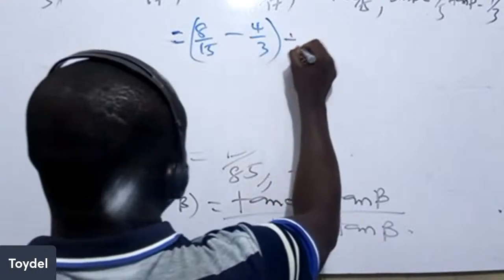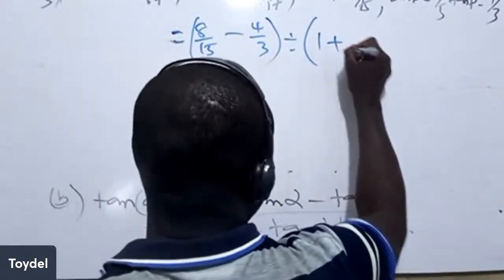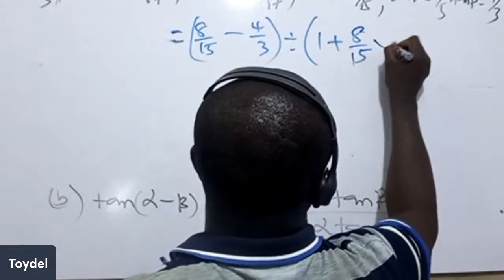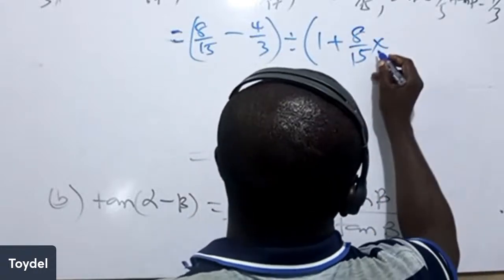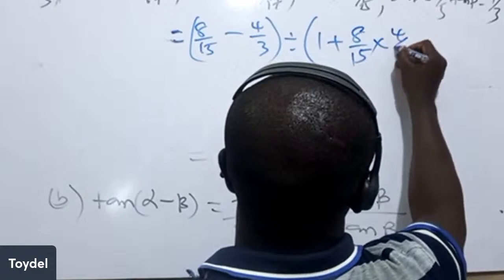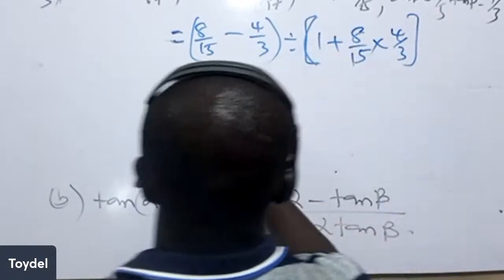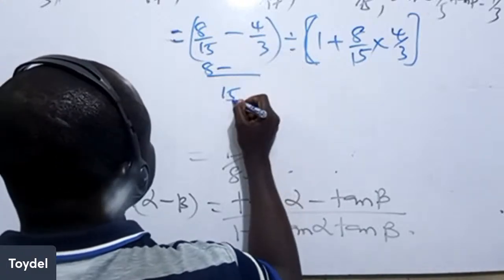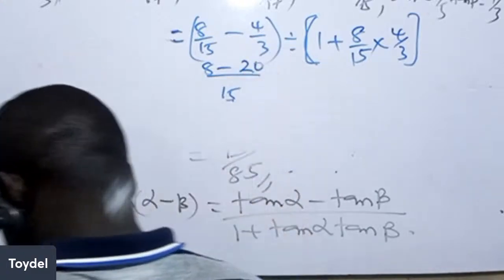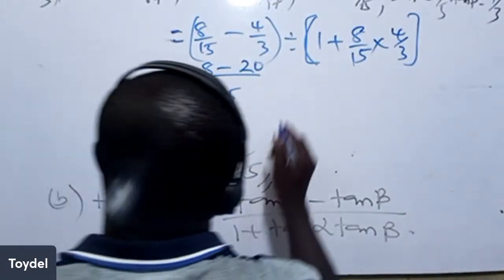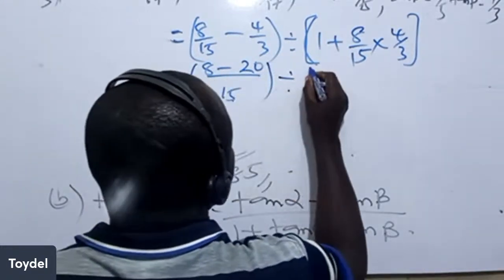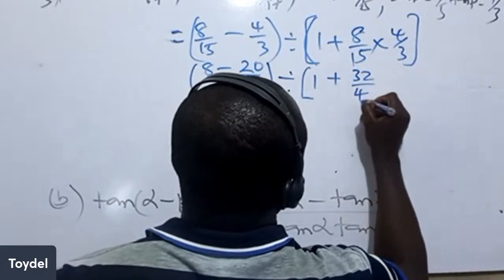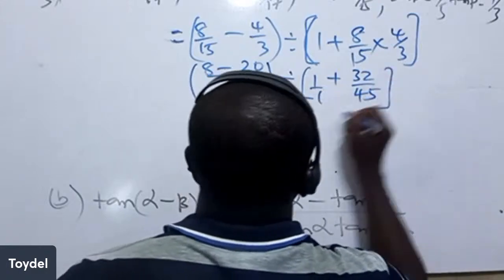That's for the numerator. Divided by the denominator, I have 1 plus tan alpha. Tan alpha is 8 all over 15 multiplied by tan beta. Tan beta is 4 all over 3. So here the LCM is 15. 8 minus 20 divided by 1 plus, I'm going to have 32 all over 45. That's what I'm going to have.